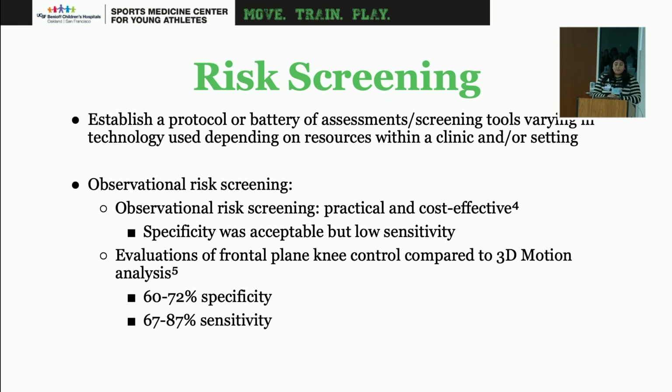And then in terms of evaluations of frontal plane knee control compared to the 3D motion analysis, which is the gold standard, there was about a 60 to 72% specificity and then 67 to 87% sensitivity.